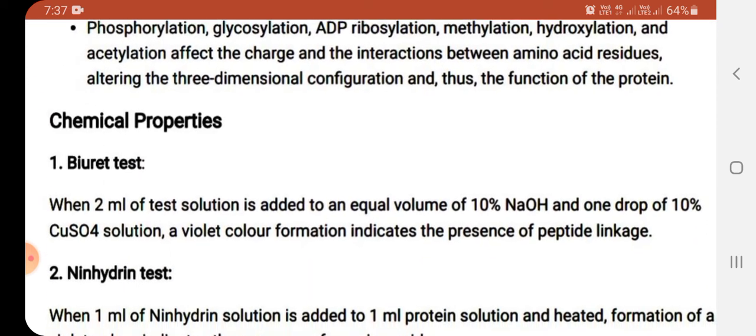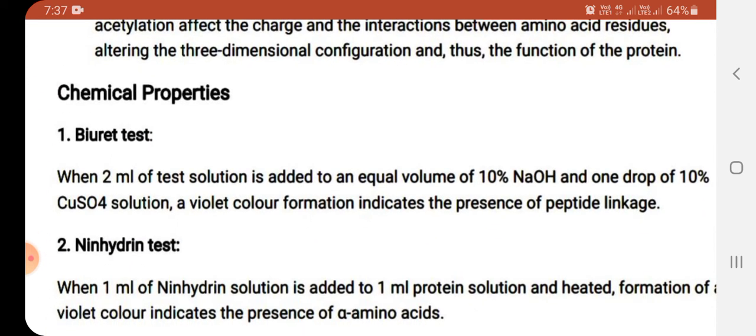Chemical properties. Biuret test: when 2 ml of the test solution is added to an equal volume of 10% sodium hydroxide and 1 drop of the 10% copper sulfate solution, a violet color formation indicates the presence of the polypeptide linkage. These are the tests for protein.